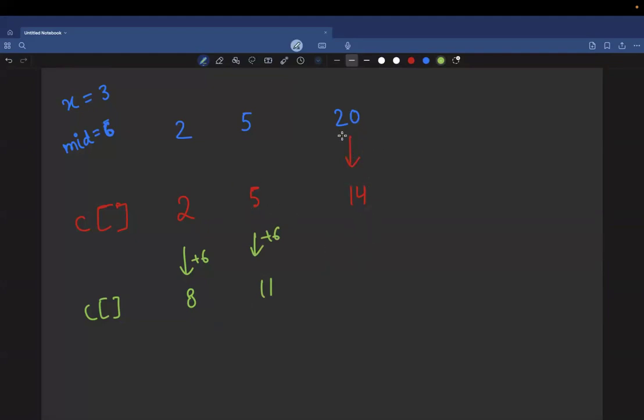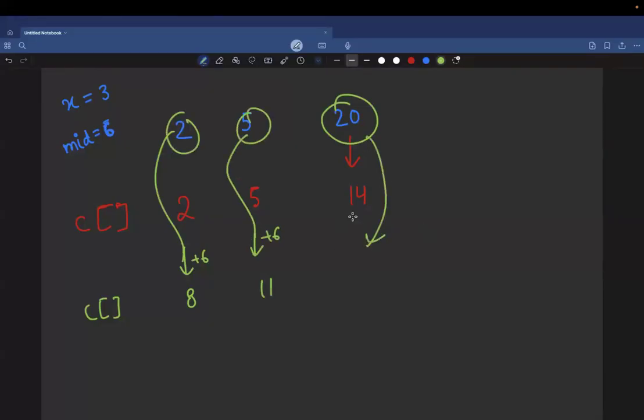Now in future, for this 20, actually these values were coming from here. For this 20, what is the maximum possible value which this guy can get? If you add plus 6 to it, then it can reach 26. And for keeping the array balanced, the maximum possible value for this guy is 11 plus 3, that is 14.